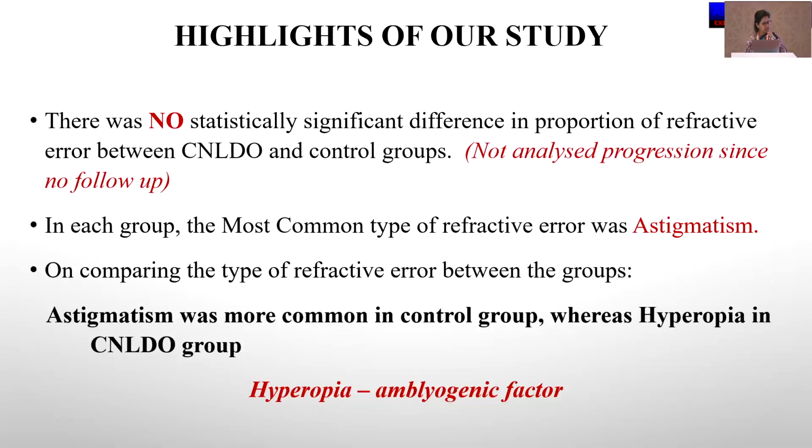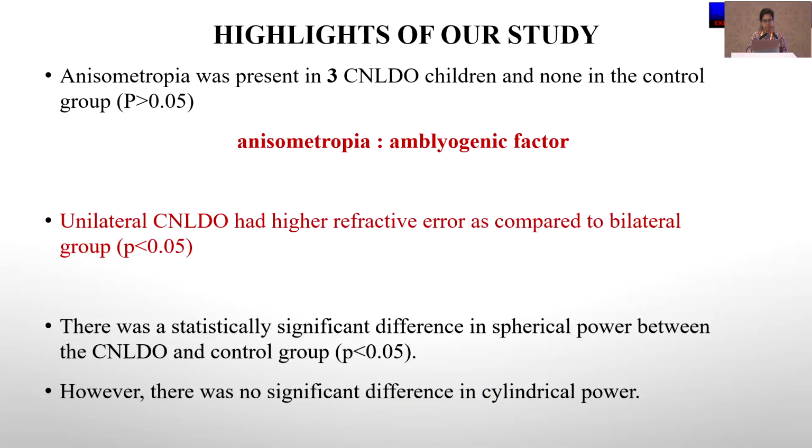Coming to the highlights of our study, there was no statistically significant difference in the proportion of refractive error between the two groups. We did not analyze progression since we did not have a follow-up in this study. In each group, the most common type of refractive error was astigmatism. On comparing the type of refractive error between the groups, we found that in the control group astigmatism was more common, whereas in the CNLDO group we found hyperopia to be more common, and we know that hyperopia is an amblyogenic factor.